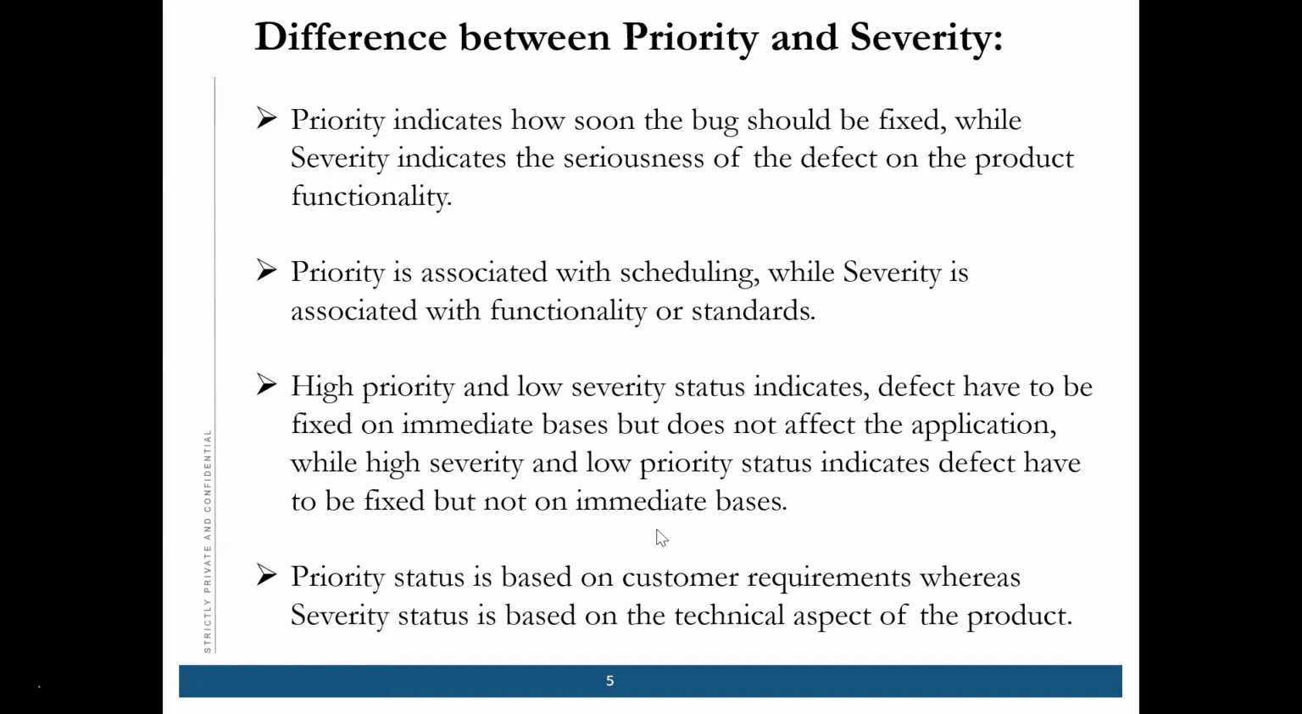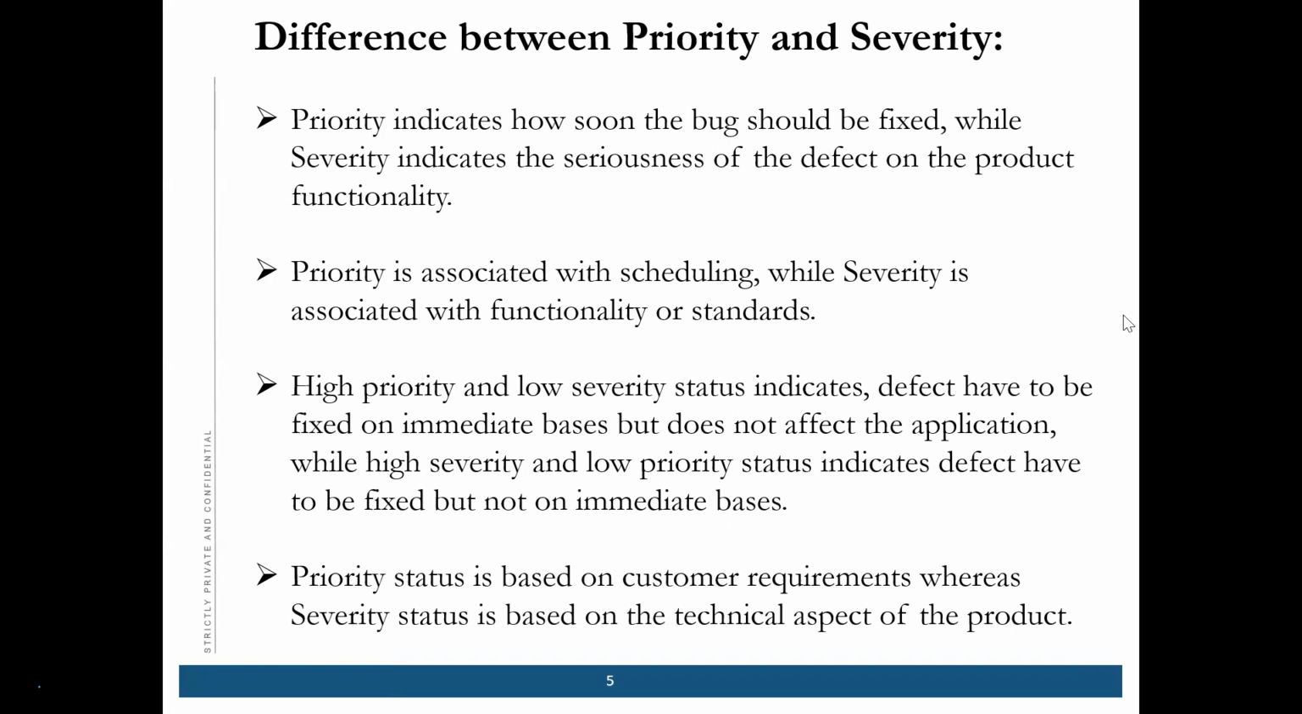Difference between priority and severity. Priority indicates how soon the bug should be fixed, while severity indicates the seriousness of the defect on the product functionality. Priority is associated with scheduling, while severity is associated with the functionality of the standard.